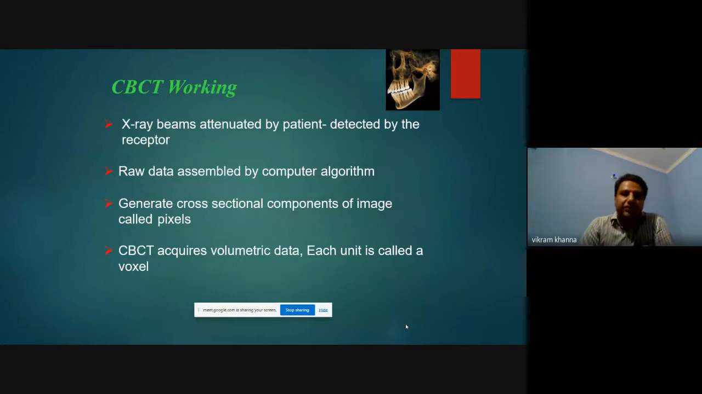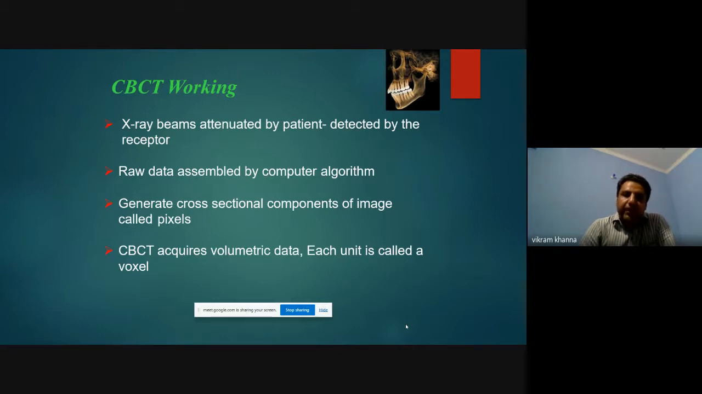So how does it work? When you throw radiation onto a patient, the patient attenuates the X-ray beams, which are then detected. This is the normal thing across all formats of radiology. Then through wires and all, raw data is assembled by computer algorithms. There are algorithms already set in the software, which process all the raw data obtained from the CBCT machine and generate the cross-sectional components of the image called pixels.